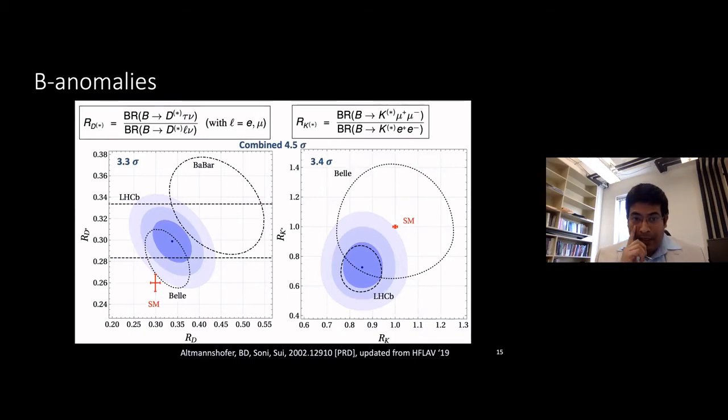Again, as I mentioned earlier, there are these different anomalies in the semileptonic B decays. In the charged current sector, you have B to D tau nu. In particular, they look at B to D tau nu versus B to D l nu, where l could be electron or muon. You take the ratio of that, and that has a 3.3 sigma anomaly if you combine the Belle, LHCb, and BaBar data. And on the right side, I have the plot for the neutral current sector. So B to K mu mu versus B to K ee. Take the ratio, that's RK, and that also has something like a 3.4 sigma anomaly coming from Belle and LHCb. Okay.